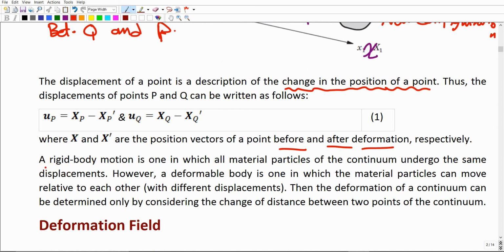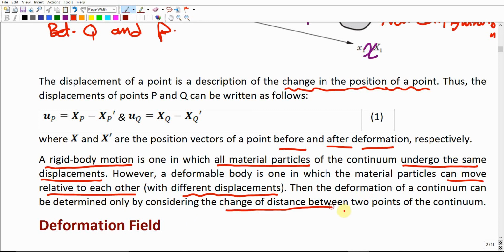If a rigid body motion, and this is a very important statement, is the one in which all material particles of the continuum undergo the same displacement. However, a deformable body is the one in which the material particles can move relative to each other with different displacements. In other words, they do have different displacements, then the deformation of the continuum can be determined only by describing the change in the distance between two points in the continuum, as I'm going to show you.